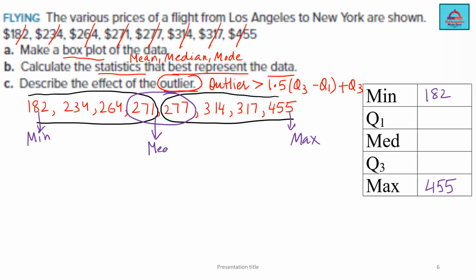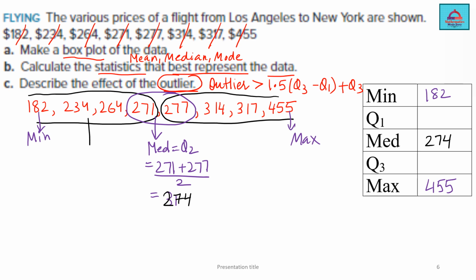So your median or your Q2 is going to be 271 plus 277, add them, divide by 2. So this is going to come out to be 274. That's your Q2. So I'm going to write here 274.